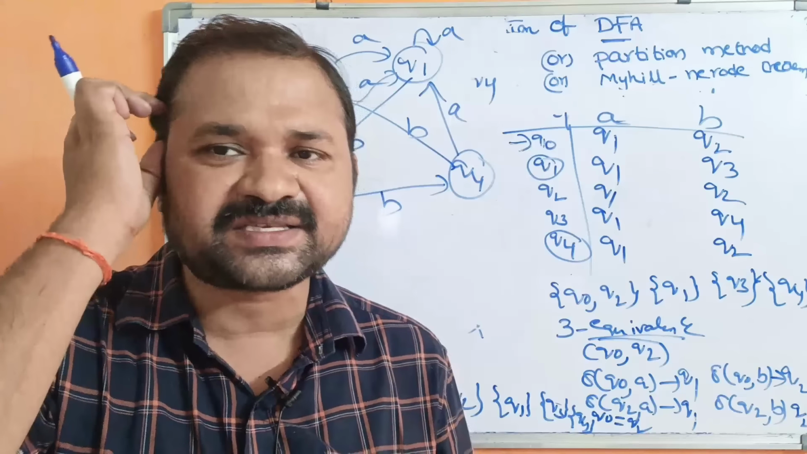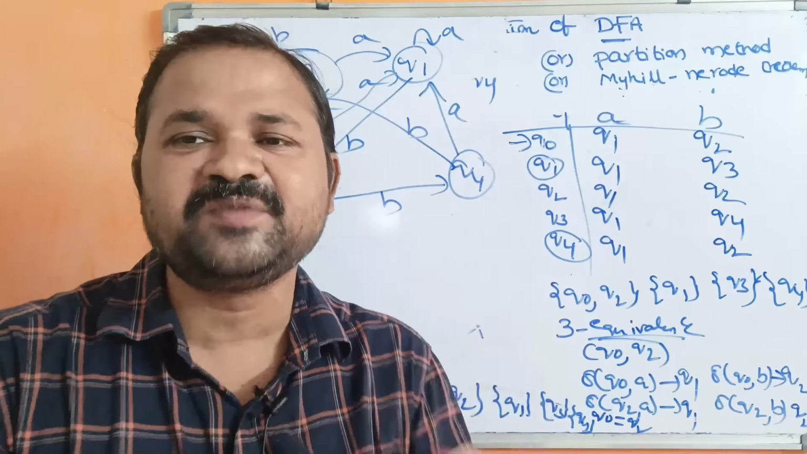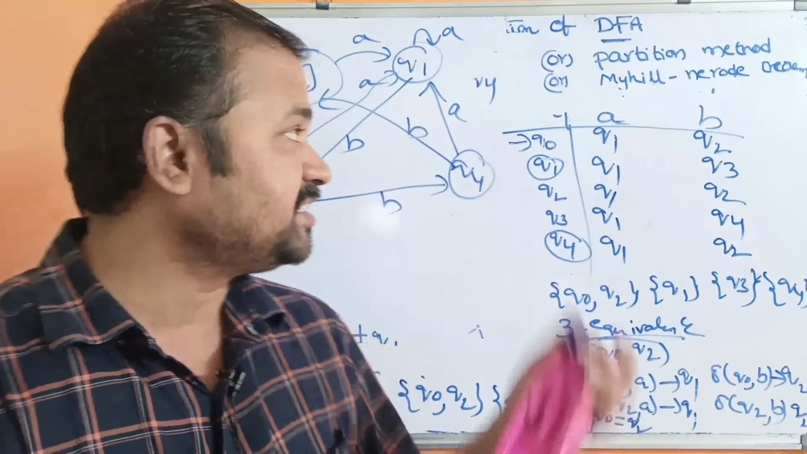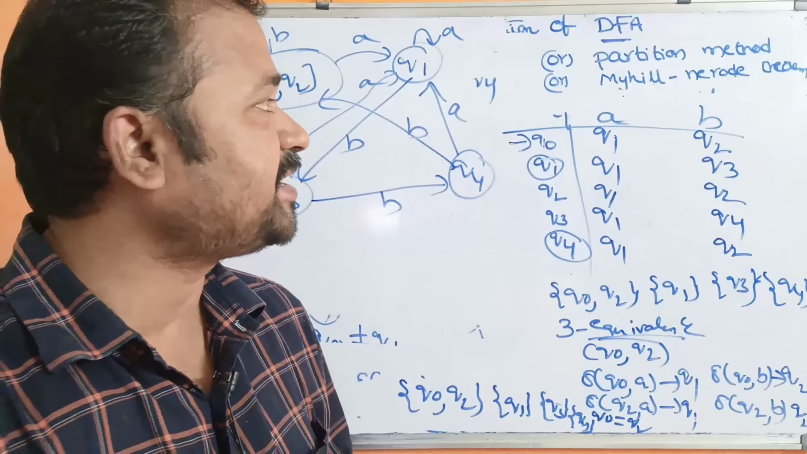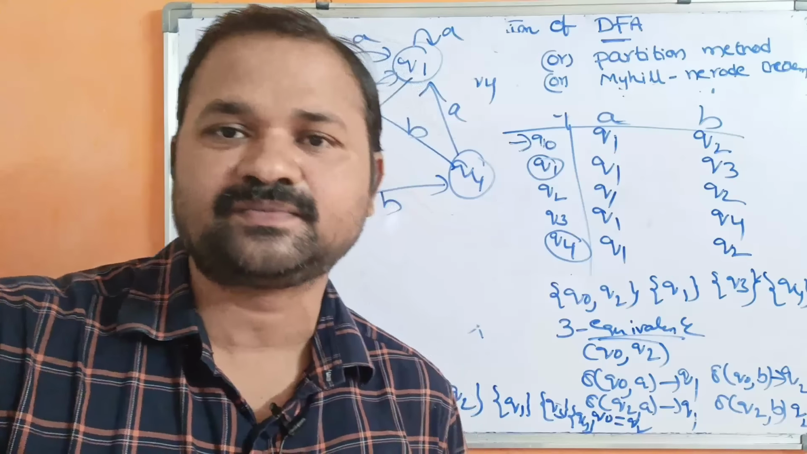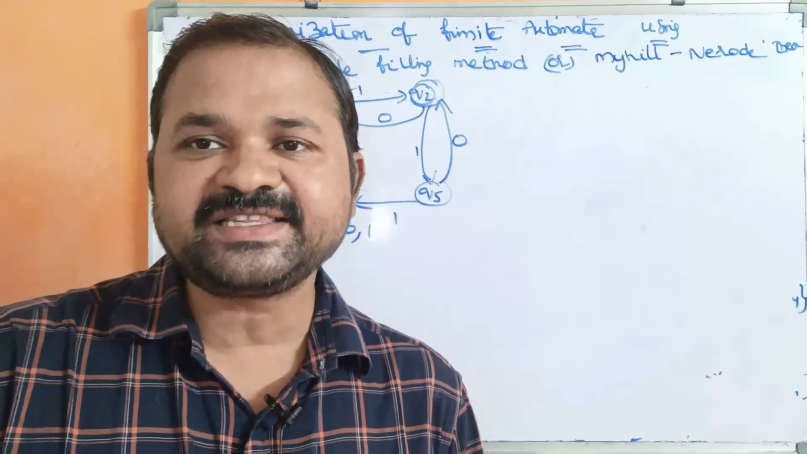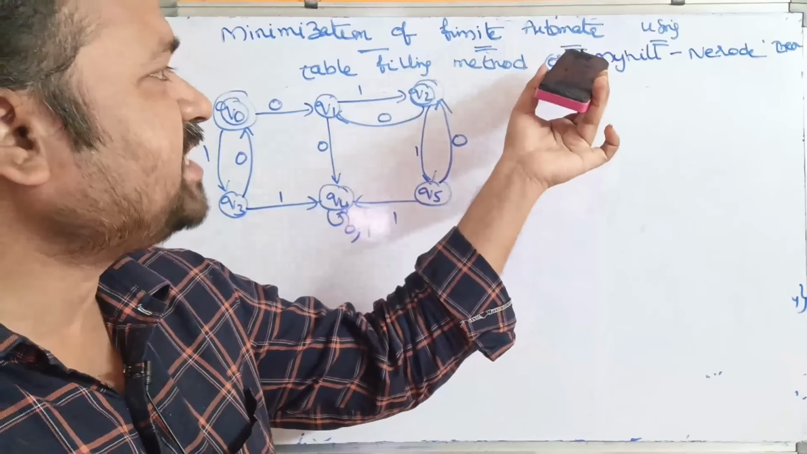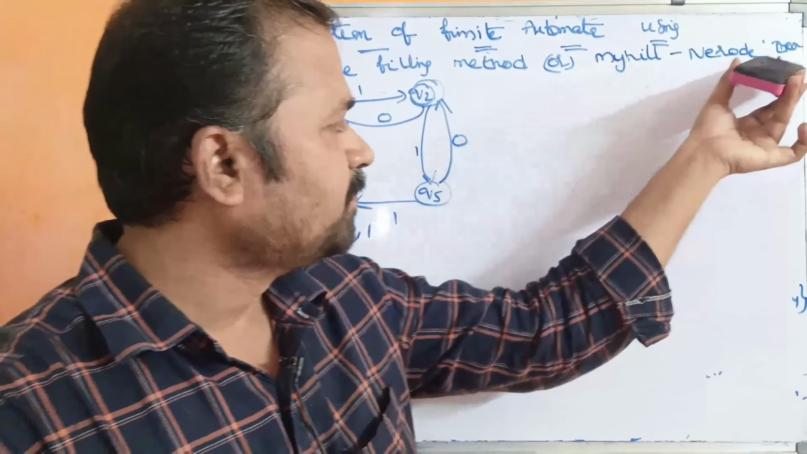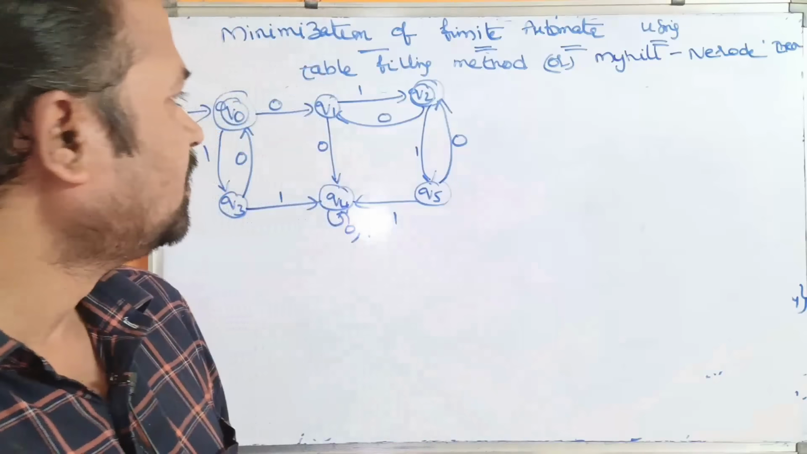Whereas in an NFA, if some input symbol is not used by a state, then there is no problem. Okay. So in this way we can minimize the finite automata using the partition method or equivalence method. Now let us see the second approach, minimization of finite automata using the table filling method or Myhill-Nerode theorem.